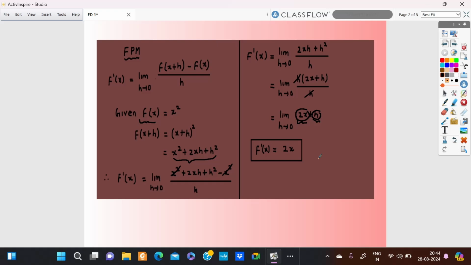So FPM, let us make it more popular, because this first principles method helps us to prove the first derivative of more standard functions.